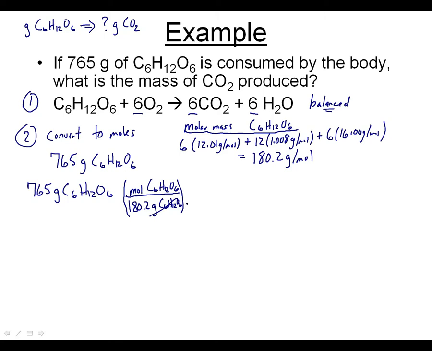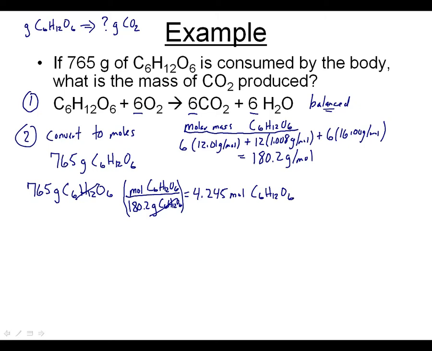And if you get a number at this point, which, by the way, you don't have to necessarily get a number at this point. You could do all this in sort of one big calculation if you liked. If you do get an answer like I'm doing, you probably don't want to round too much until the end. 4.245 moles of C6H12O6.